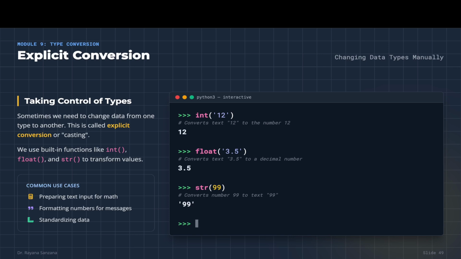Then str(99). This goes the other way. It takes a number 99 and turns it into the string in quotes "99". You might do this if you need to join a number to a message, like "score: " plus str(99).